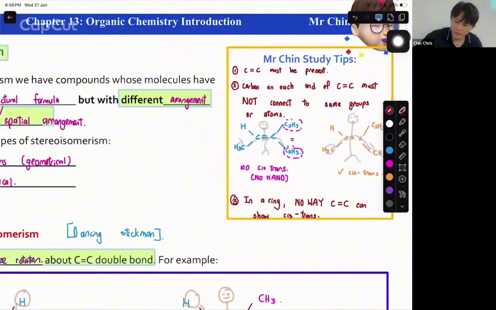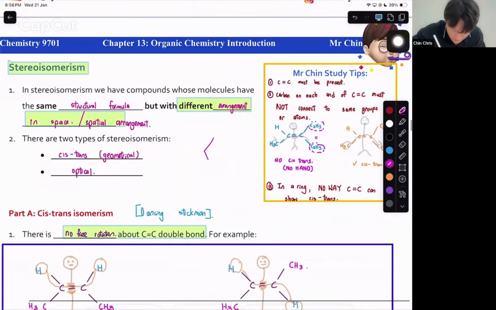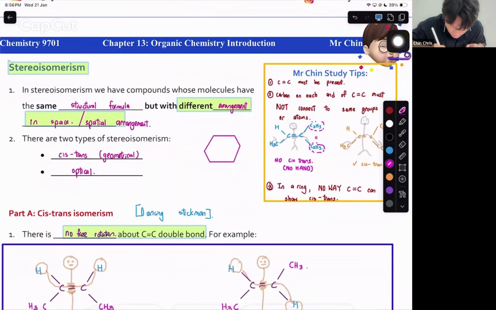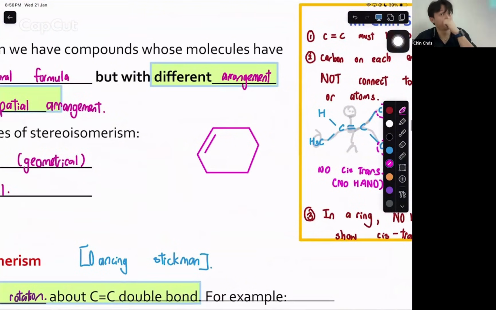All right, guys, let me ask you a question. Let's look at this. Can this show a cis trans or not? A C double bond C in a ring. A ring is, yeah, correct. The answer is no, kid.